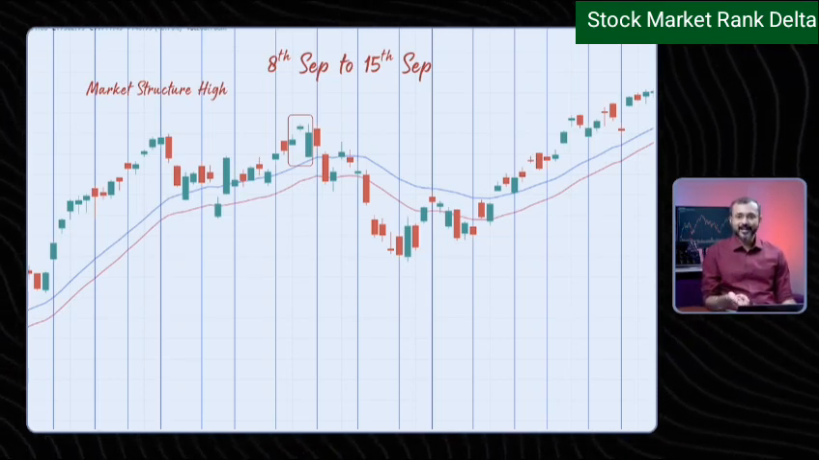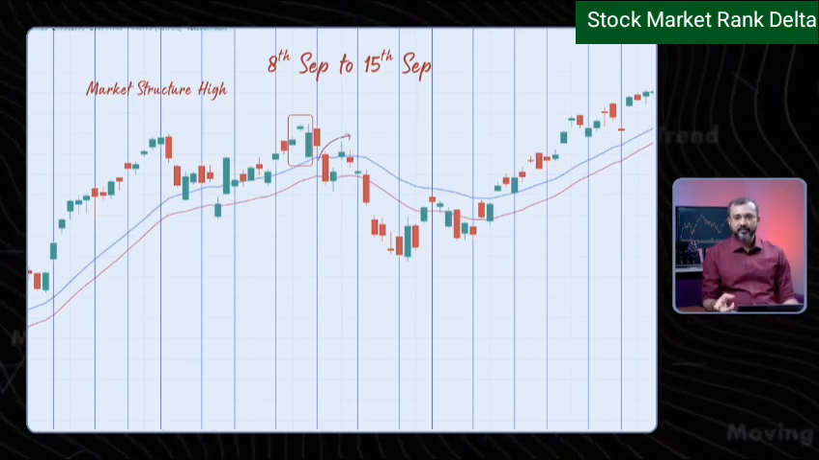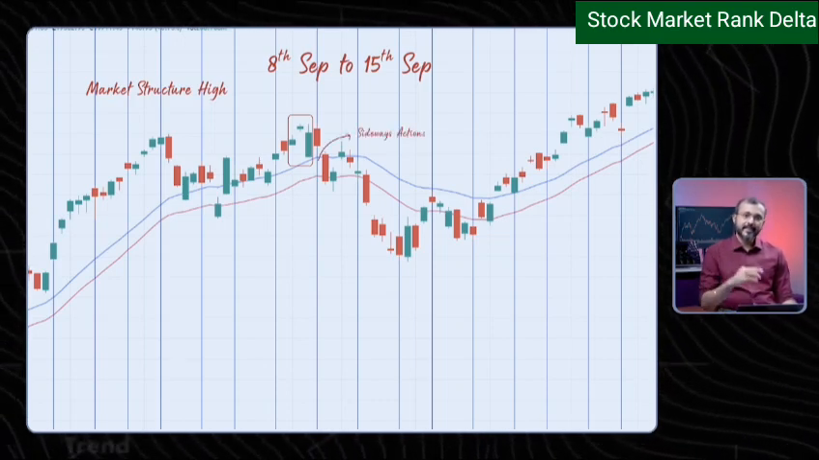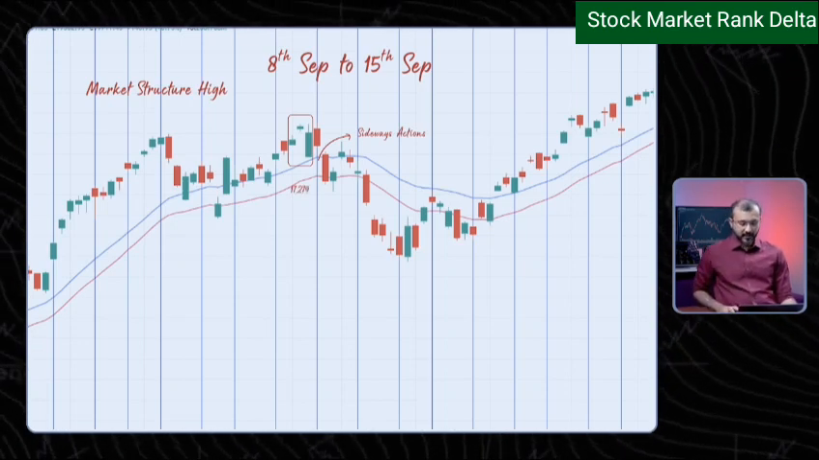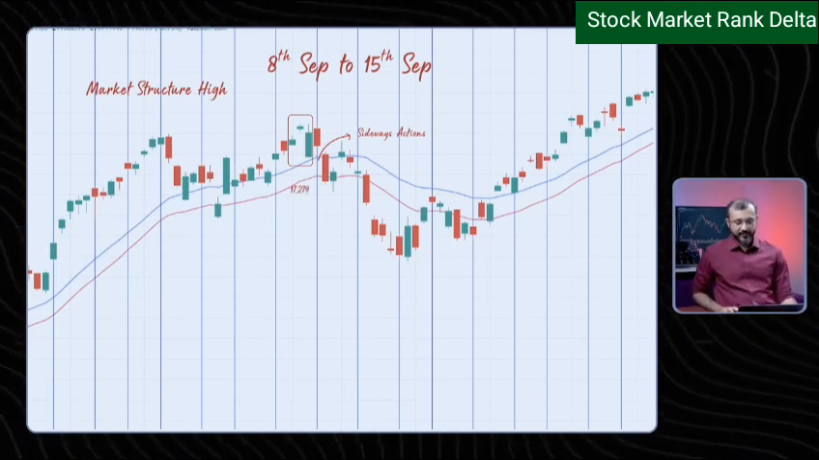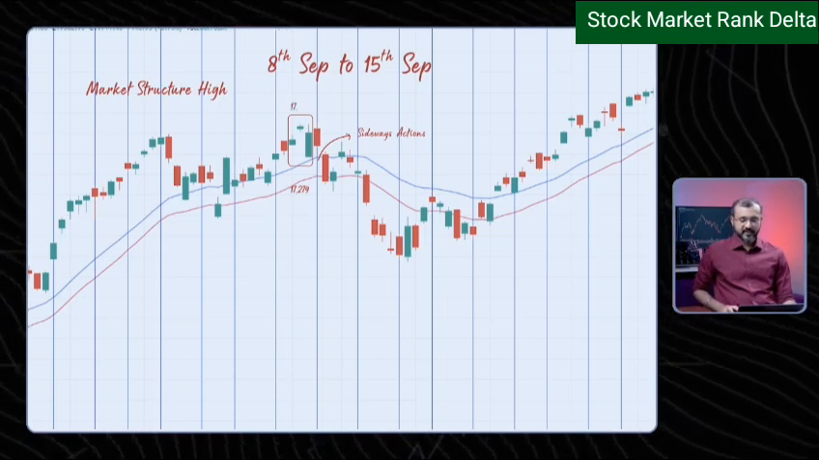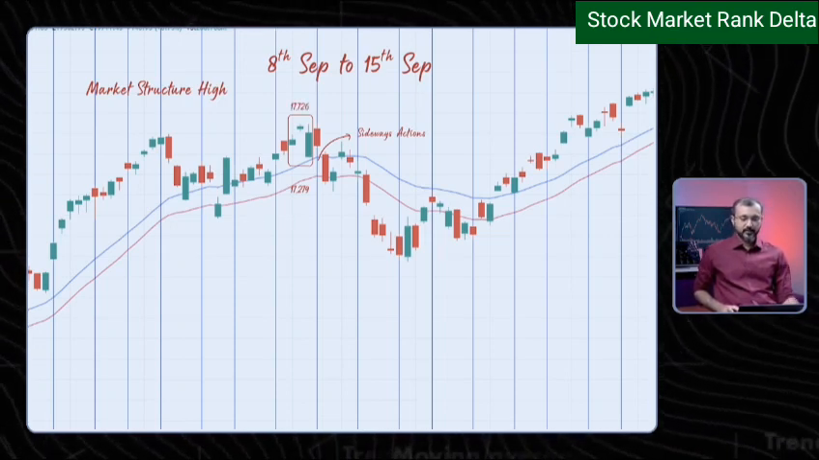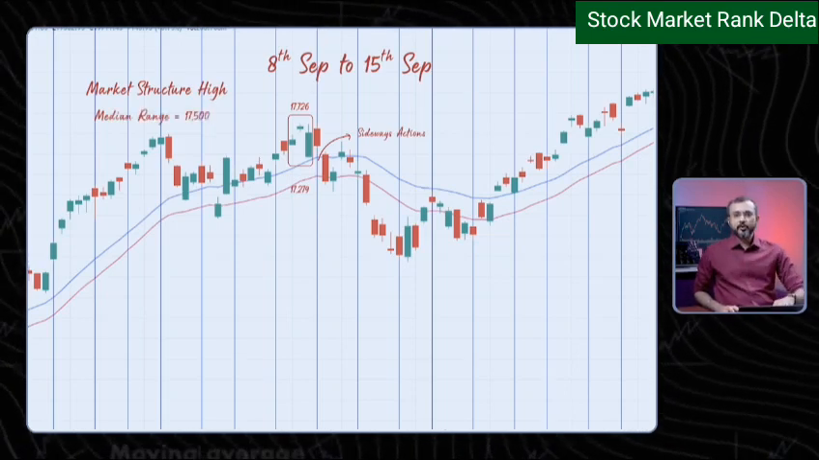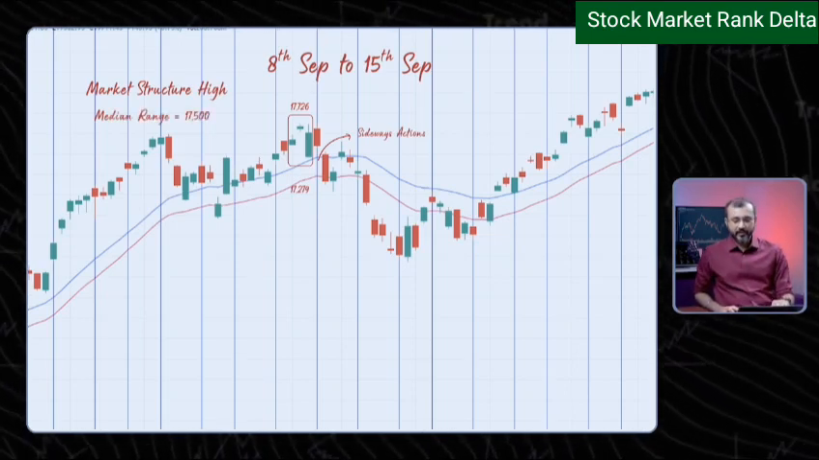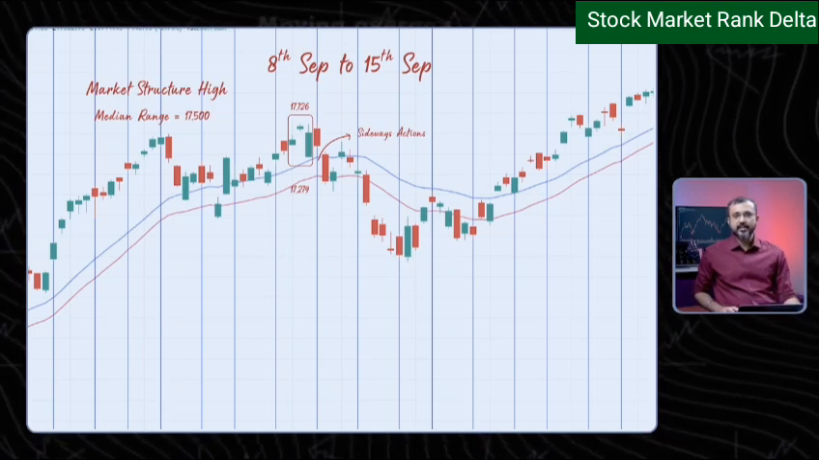So market structure high getting formed above moving average is a sideways action. So we select the high point, we select the moving average point, and we go short. So the range here is 17,279, moving average is 17,726. We get again a median range of 17,500 and we go short. We go short somewhere from 250 points, and eventually this straddle has gone to zero.